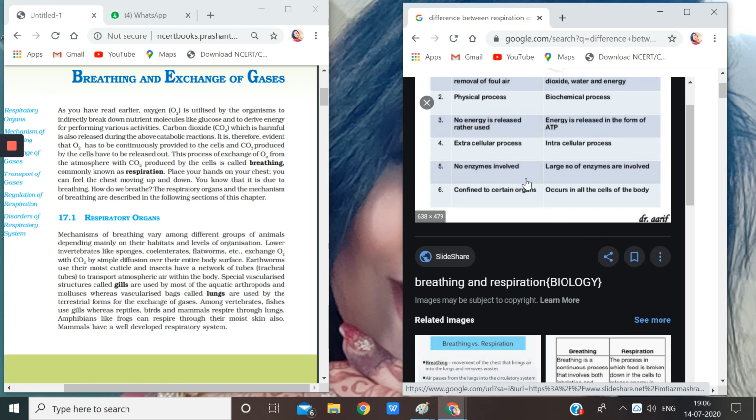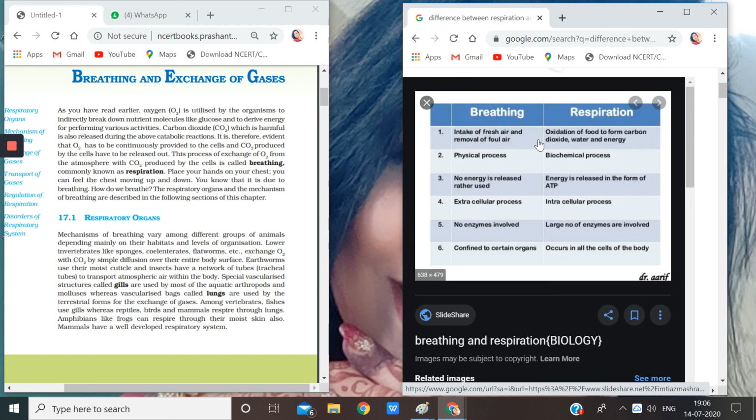No enzymes are involved in this because no chemical reactions are taking place here, but a large number of enzymes are involved here. So confined to certain organs, yes, this is confined to only where? Your respiratory system. But it occurs in all the cells. This breaking down will occur in all the cells. All the cells of your body will do respiration.